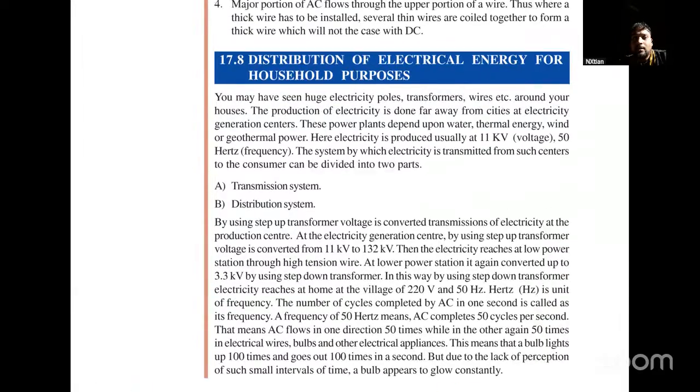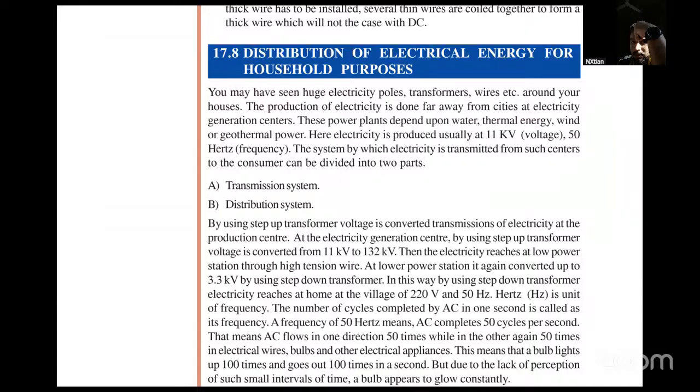So yesterday we learned about AC and DC. Today we will learn about the distribution, how the distribution occurs. So who will read this? Miraculin, can you read this?